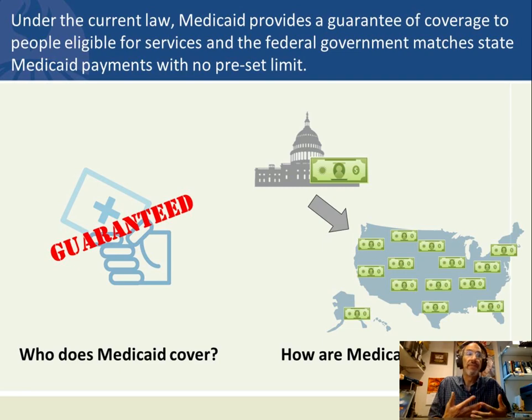If states have very, very low-cost Medicaid programs, they're not going to get as much federal money. And so some states benefit more from Medicaid. The more generous a state is in Medicaid money, the more federal money it's going to get, but the more of its own state money it has to use up in order to qualify for the matching.